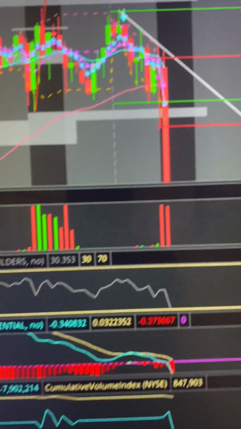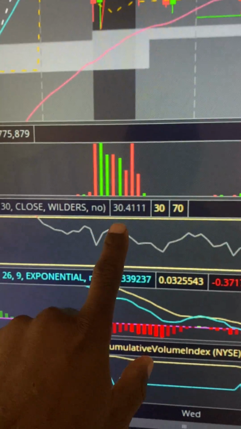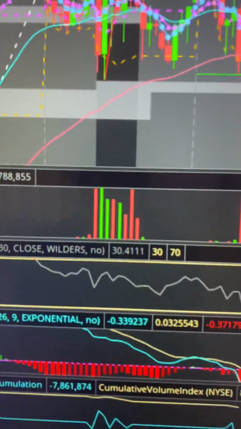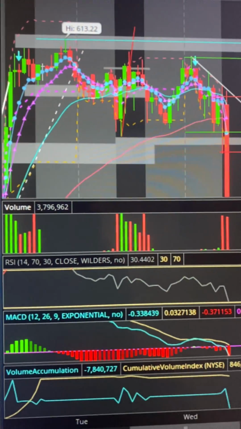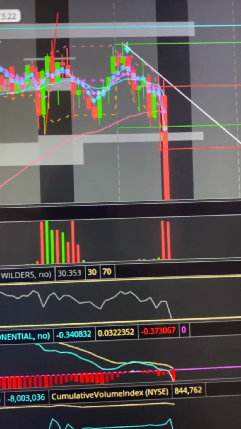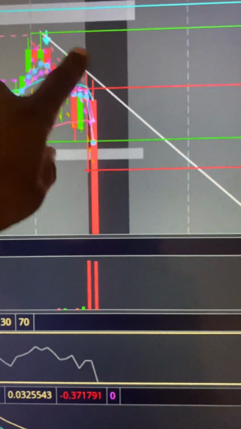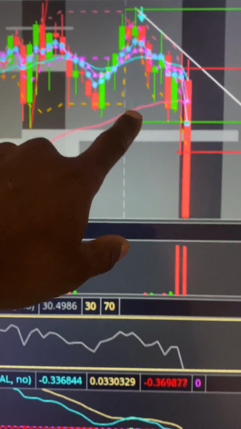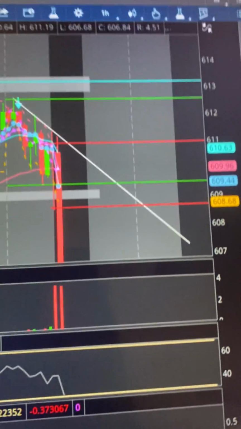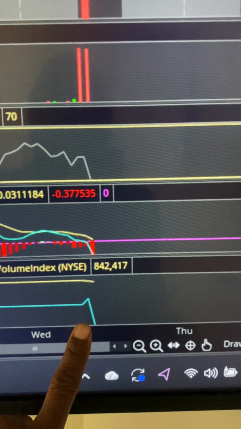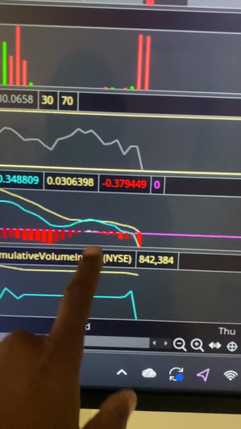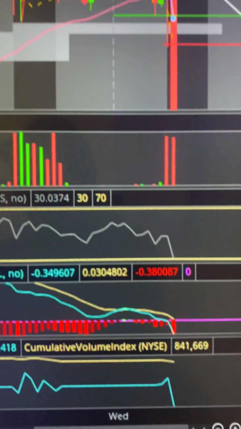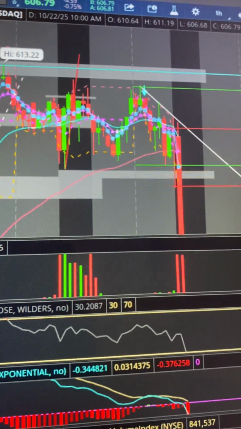On an hour time frame, the RSI is 30, so that's a good number below 50. It's still below this trend line, still below all the EMAs. The volume accumulation is still to the downside. Everything is telling me that's puts.